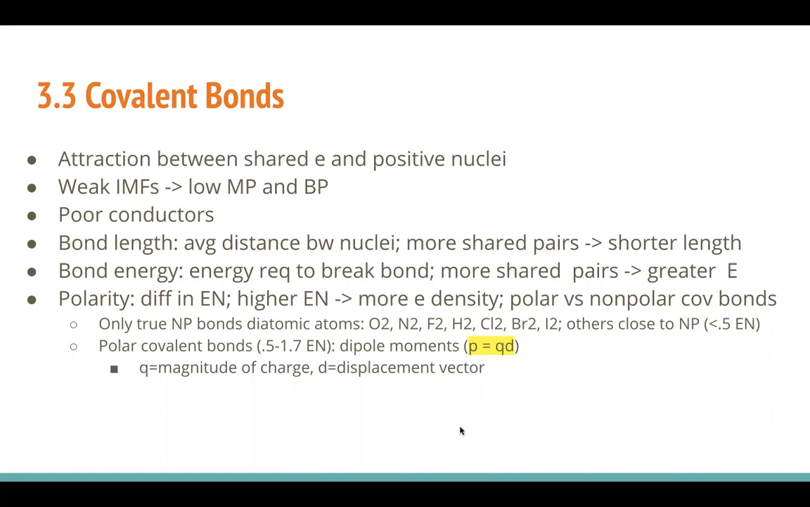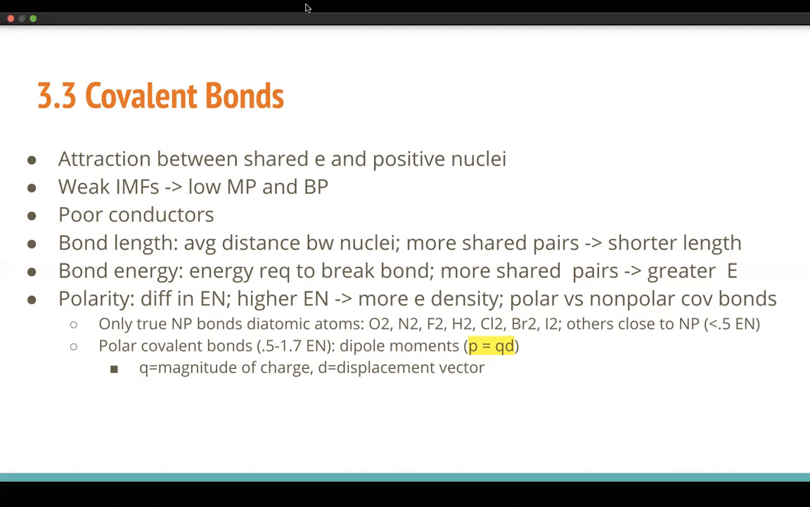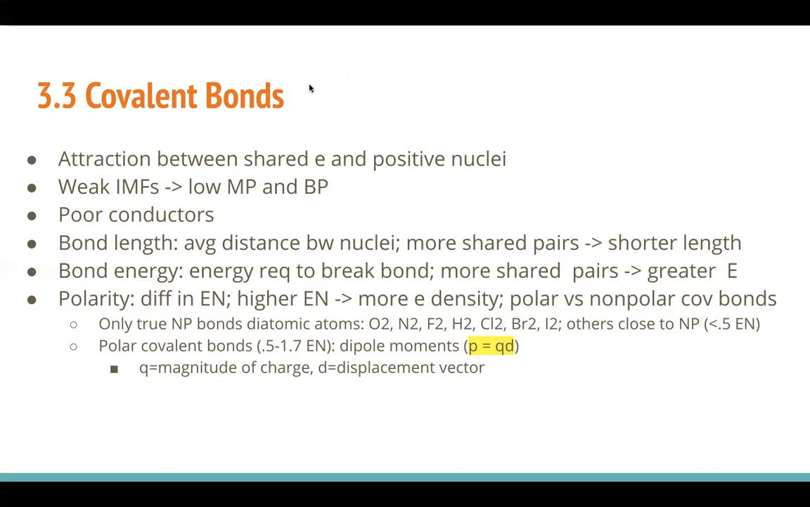Then dipole moments: p, the dipole moment, equals the magnitude of charge times the displacement vector. This equation isn't super important, but I think it's pretty intuitive. If it has more charge and the displacement vector is bigger, then it's going to be a stronger dipole. Dipoles are basically the difference in electronegativity between the atoms in the covalent bond.